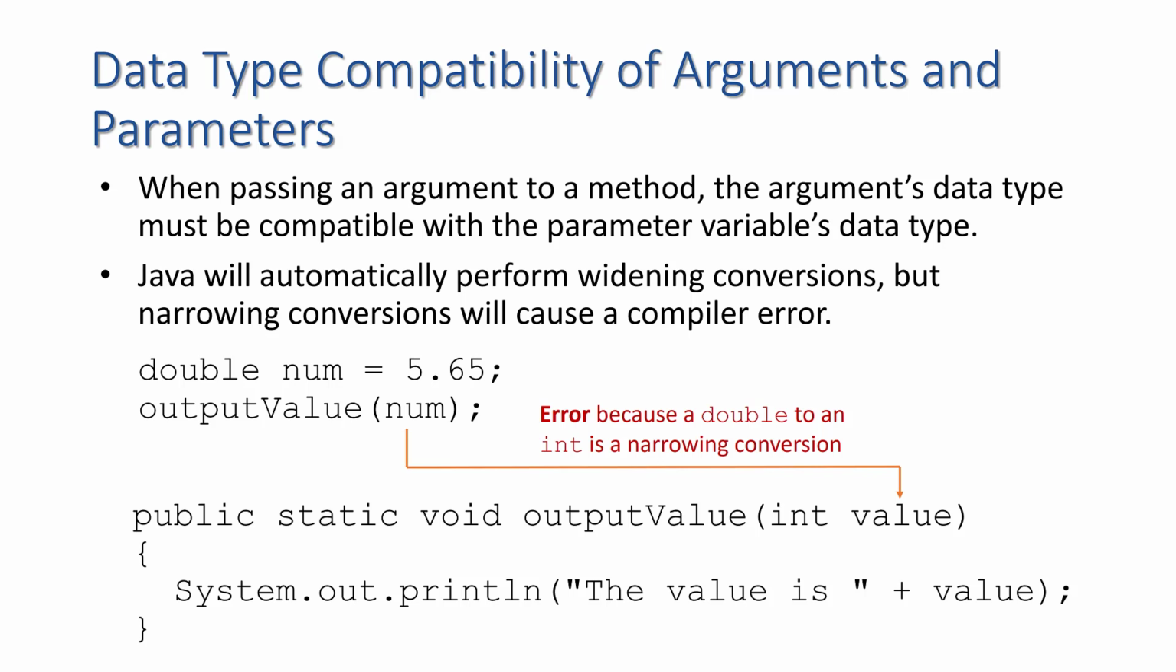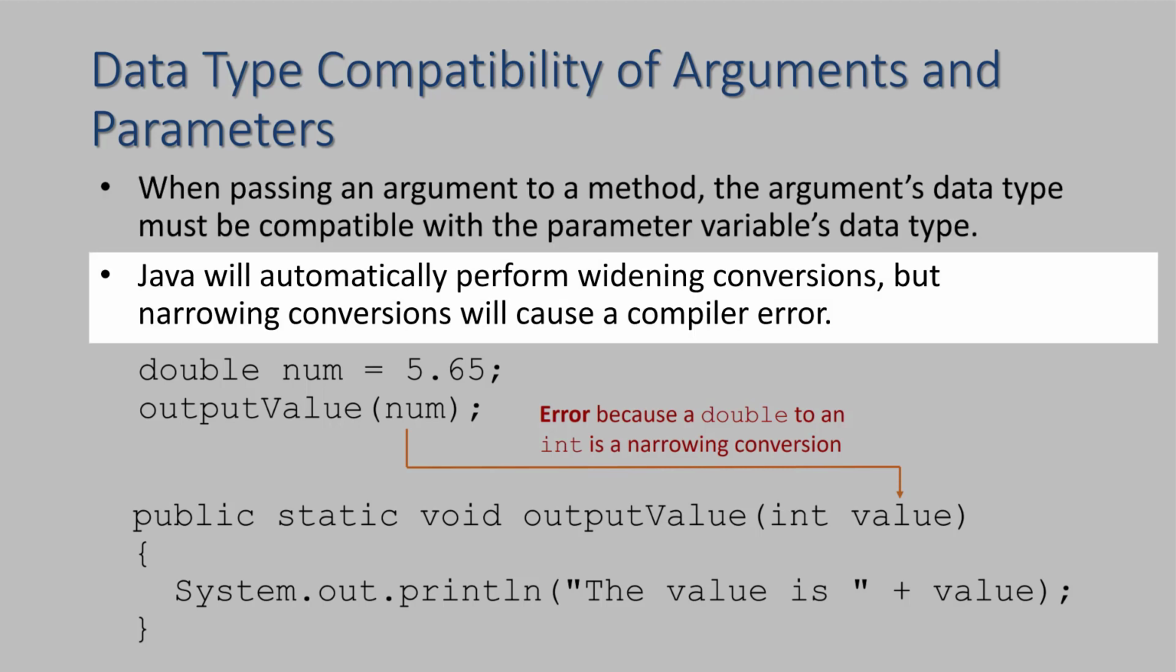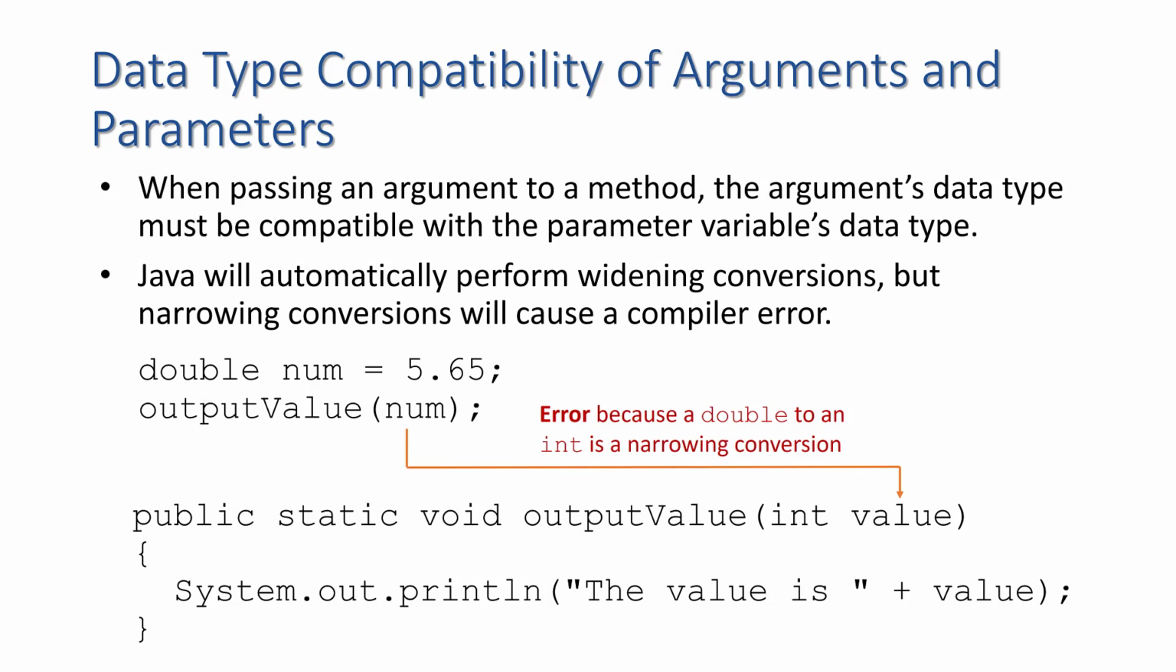Be careful when passing arguments to parameters. The data type of the argument needs to be compatible with the data type of the parameter. Java will implicitly convert smaller data types to larger data types. This is known as widening conversions. However, if a narrowing conversion is attempted, a compiler error will be generated. In the code example, num is a double, and the parameter value is defined as an int. Converting a double to an int requires a narrowing conversion. Therefore, this code will generate an error.